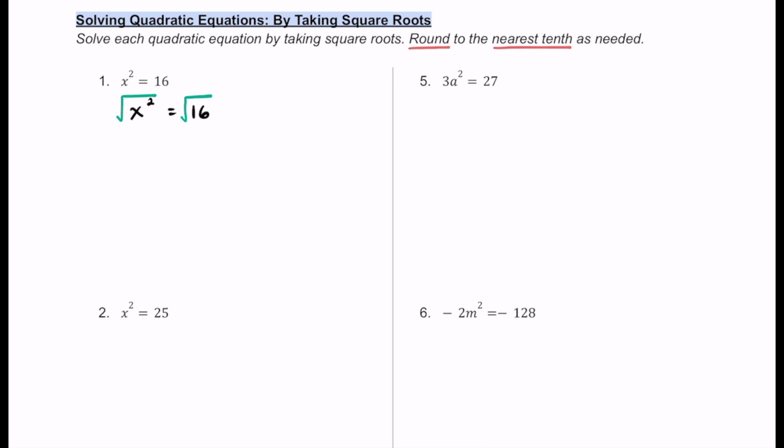And so the square root of x squared is just going to end up being x. And the square root of 16 is going to be plus or minus 4. So there's two answers here. x could be positive 4 or x could be negative 4. Going ahead and writing these separately, we can write it like this and say x is equal to positive 4 and x is equal to negative 4.